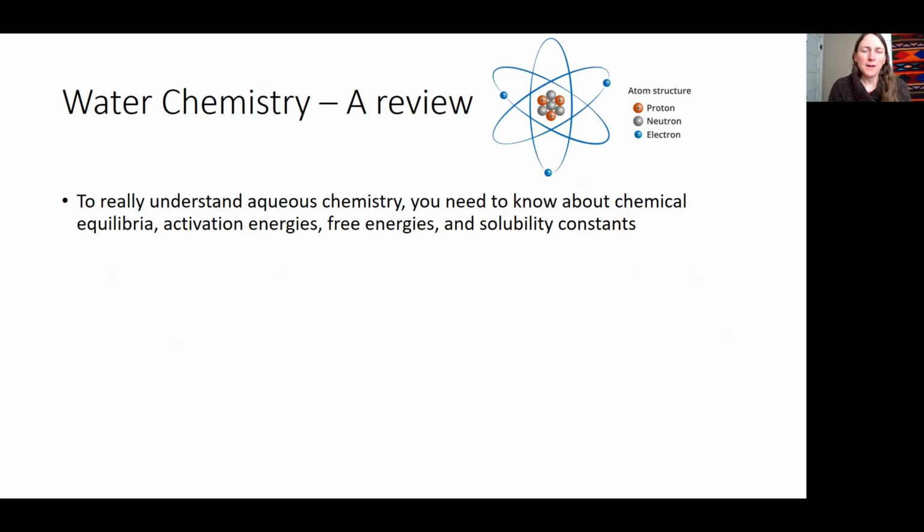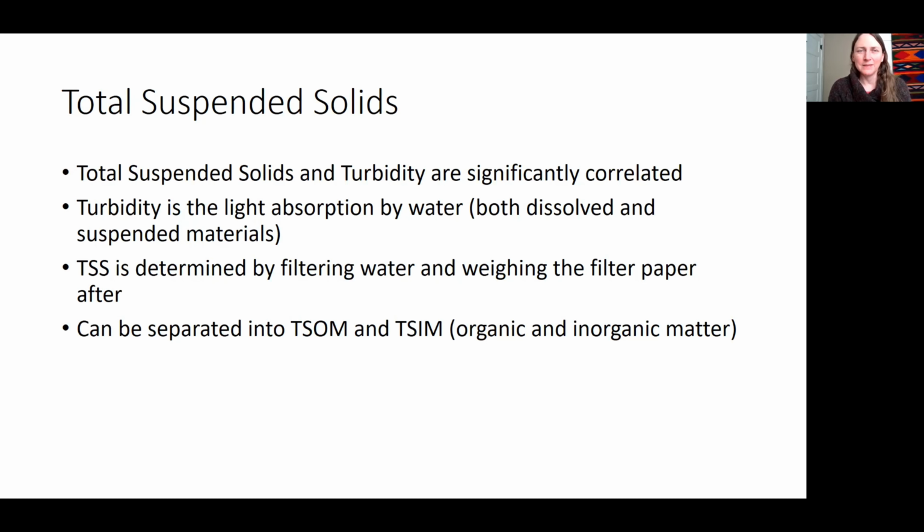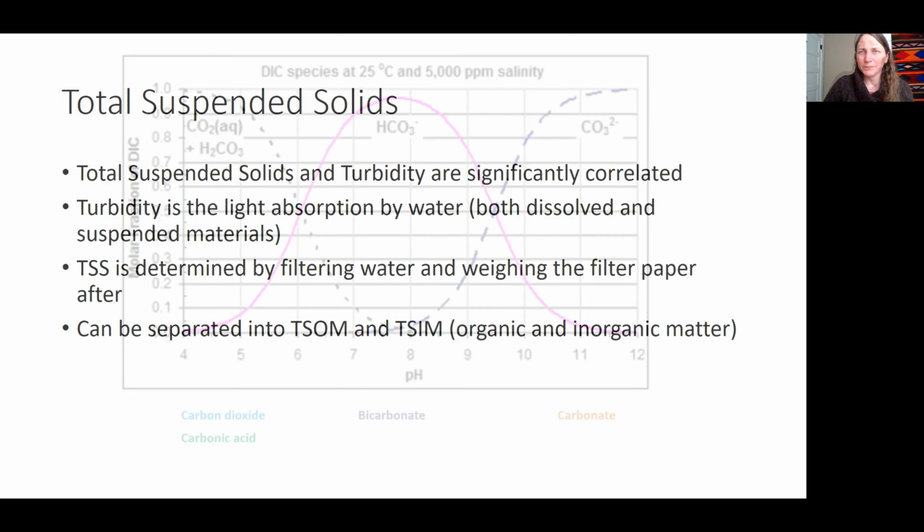Okay, so to really understand aqueous chemistry, well, I'm going to stop here because I think I'm missing the slide on the carbonate cycle, and that's really important. So I'm going to go back, I'm going to add it, and let's take a little break.